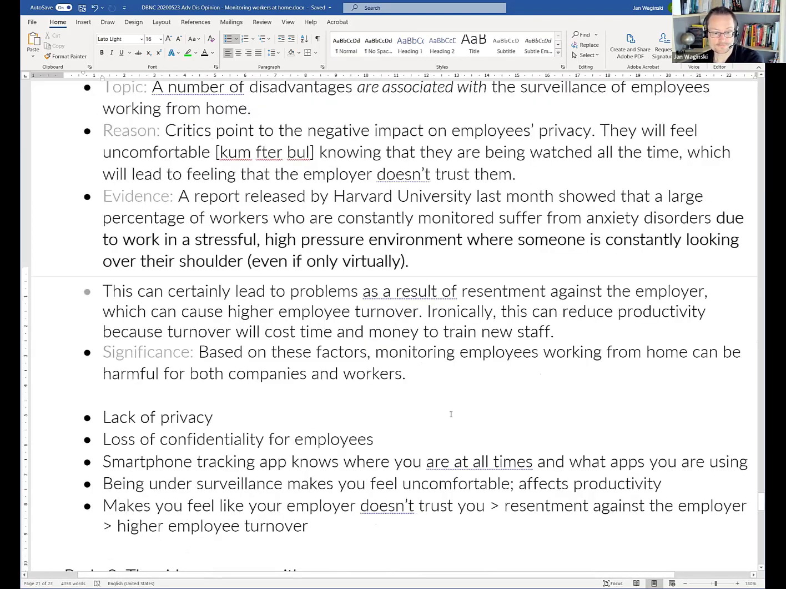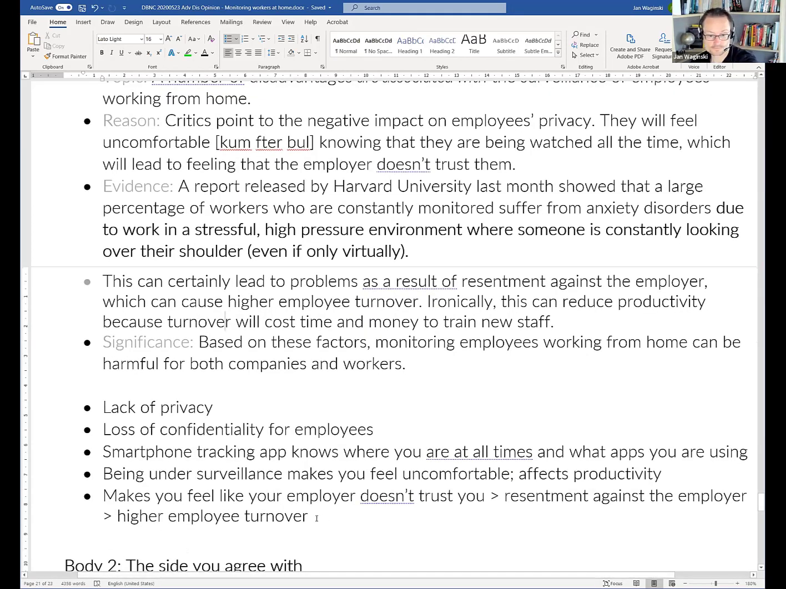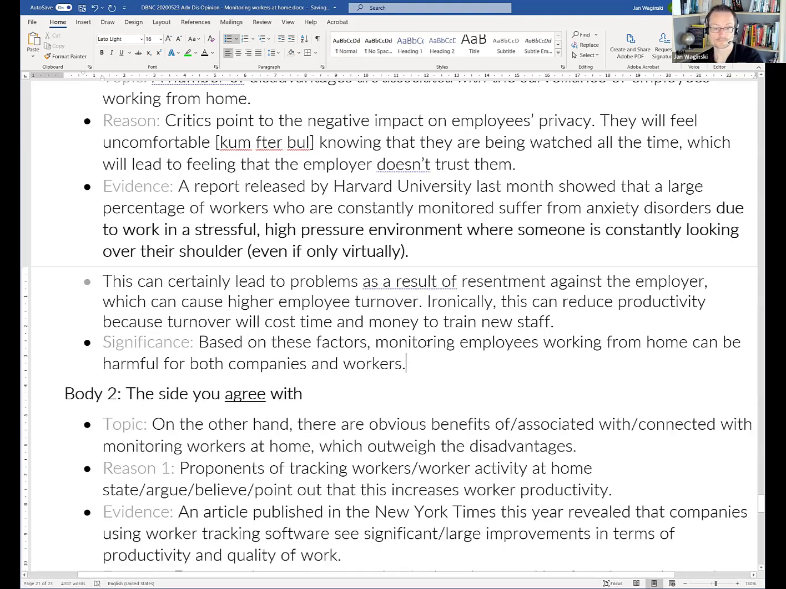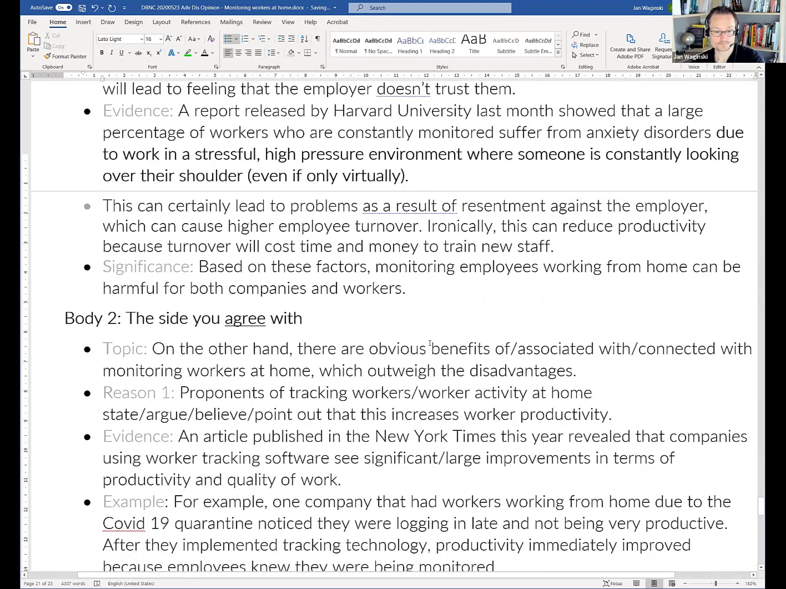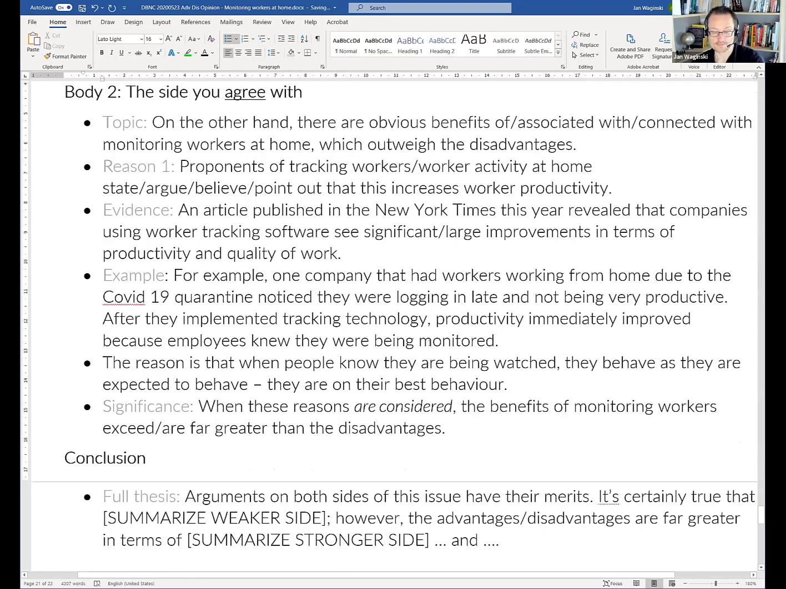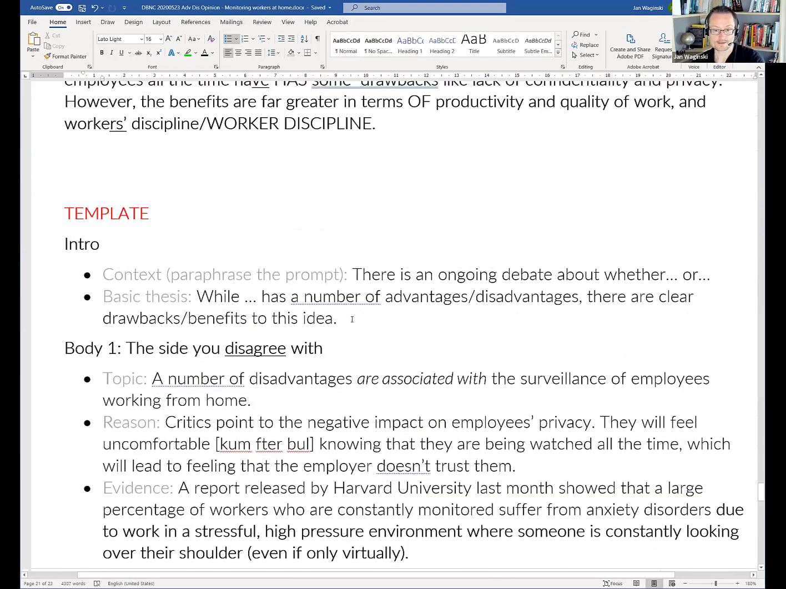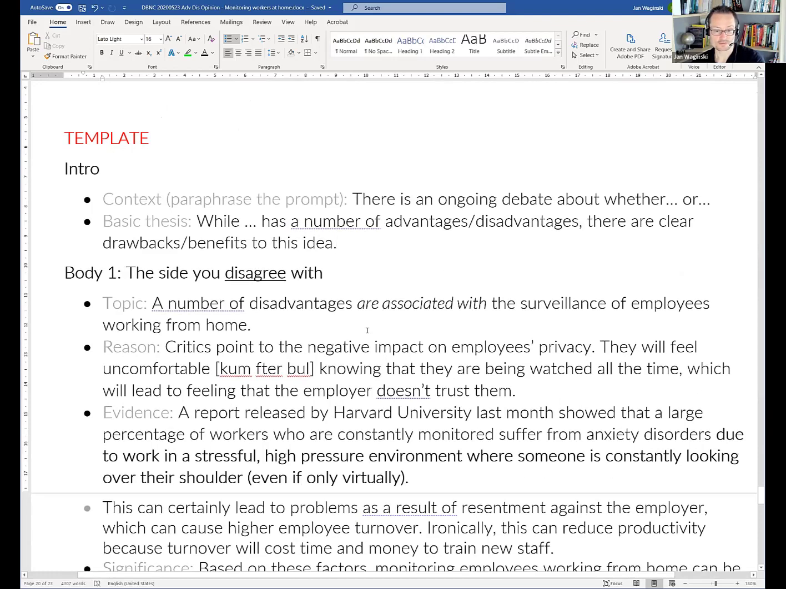Okay. There we go. And then you've already written your full thesis. And then this is very basic, right? All right, any questions about this one?